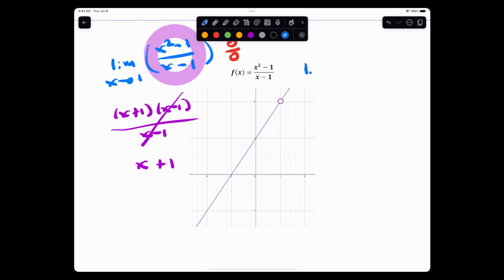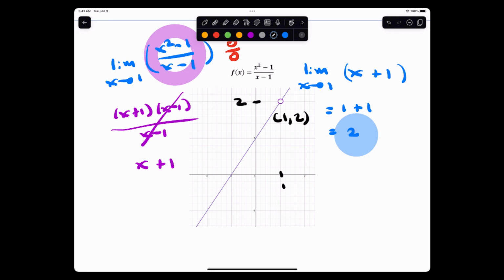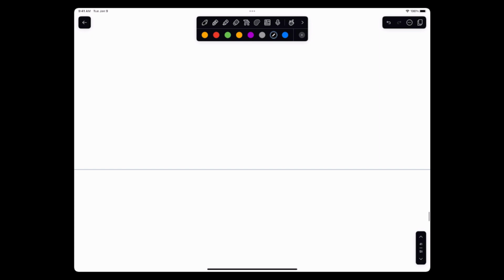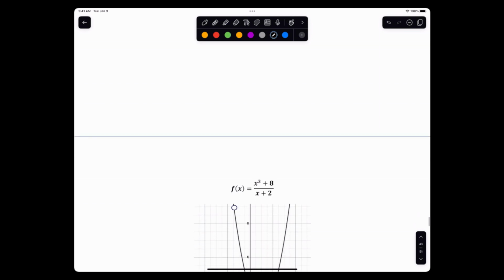So if you take that limit now, what does that give you? Plug in the 1. What's 1 plus 1? 2. Direct substitution. And just to kind of show, the limit as x goes to 1 is 2. But there's a hole there. And f of 1 is what again? If there's a hole, undefined, ladies and gentlemen. So there's a way for you to do these things without even the graph, okay? And that's going to show up. I'm going to leave this last example for you guys to do.